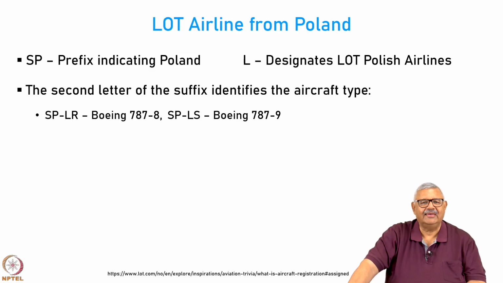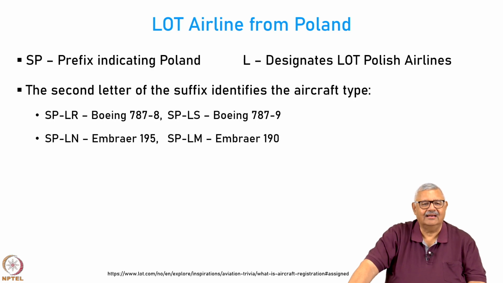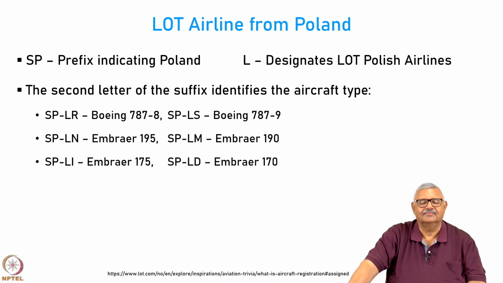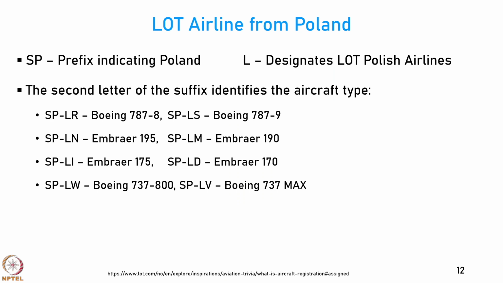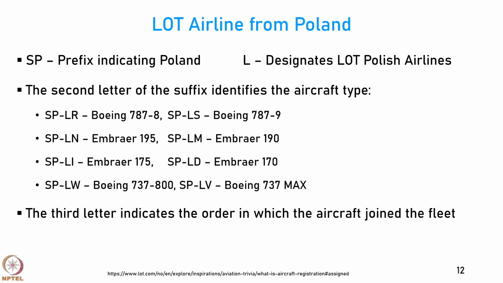So, when you see SPLR, it means Poland registered LOT Airlines. R stands for Boeing 787, SPLS is for Boeing 787-9. Then two aircraft from the Embraer family will be SPLN and SPLM. Then Embraer 175 and 170 will be SPLI, SPLD. Then SPLW is Boeing 737-800, SPLV is Boeing 737 MAX. So, this is regarding the second letter which identifies a particular aircraft type.